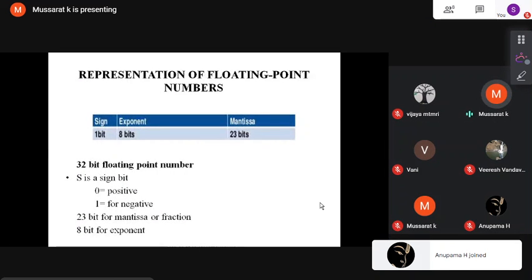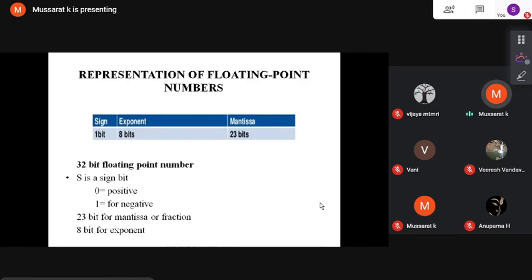Representation of a floating point number. Here we are using a 32-bit floating point representation. From this table, from the left side, the first bit represents the sign. If it is 0, then the number is positive. If it is 1, then the number is negative.